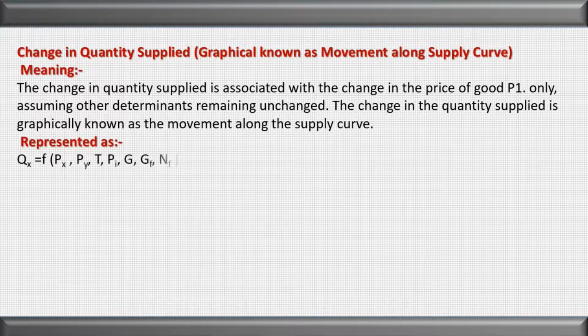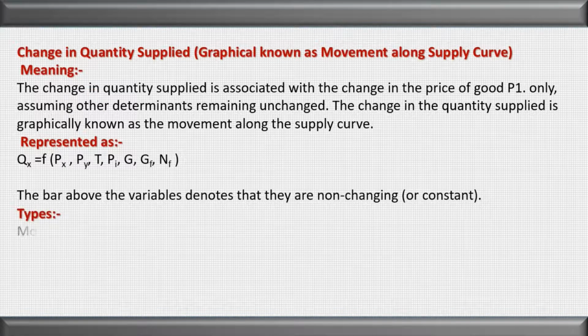Remember one thing, it can be represented like this one. Here QX means quantity supplied, PY, T, PIG, GF, F, these will remain constant. We can see the bar above it. It shows that these determinants are constant. Only because of change in price, the supply is increasing or decreasing.